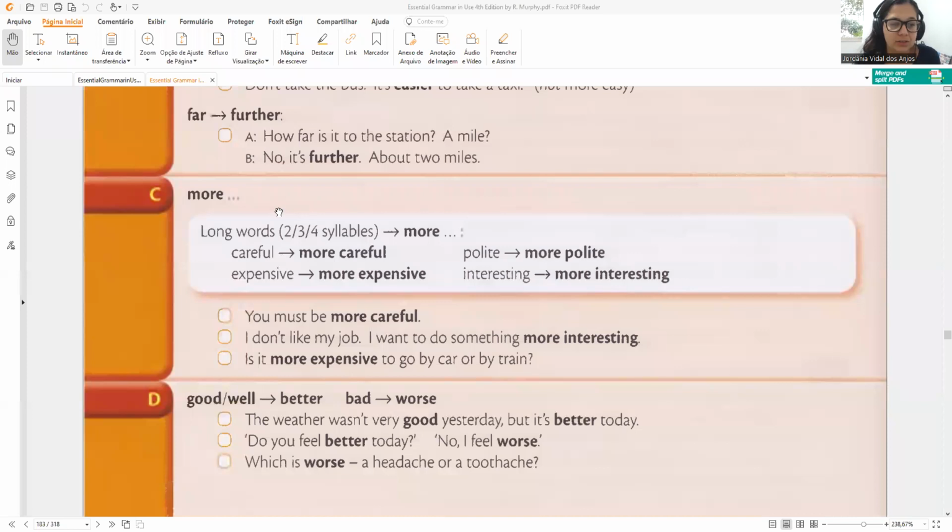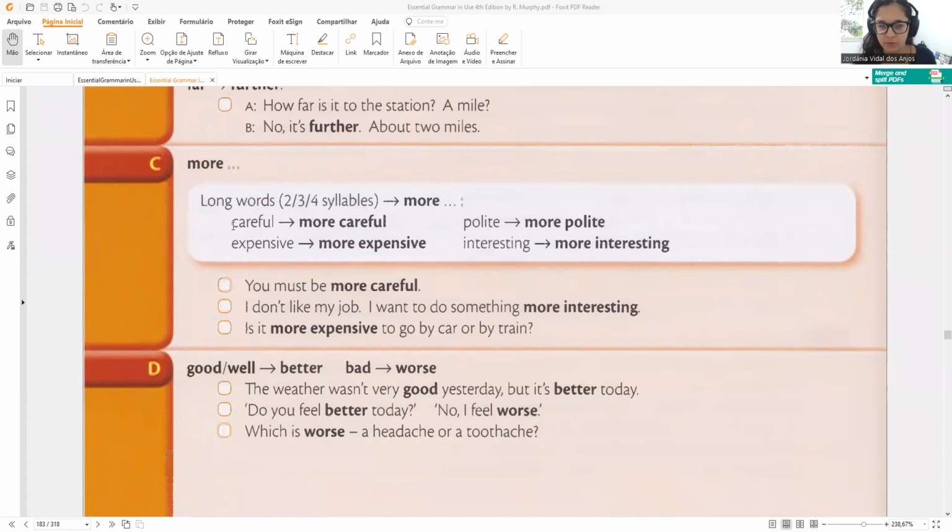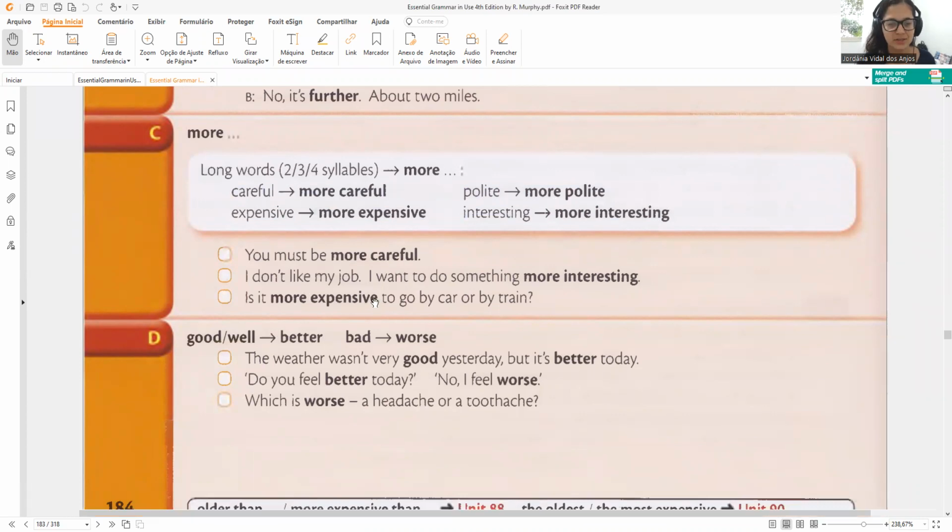Então, para palavras mais longas, né, 2, 3 ou 4 sílabas, for long words with 2, 3 or 4 syllables, we use more. For example, careful, cuidadoso, right? So we say more careful. Expensive, more expensive. Polite, que é educado, right? More polite, mais educado. Interesting, more interesting, mais interessante. Ok? Easy, right? Esse aqui lembra bastante português.